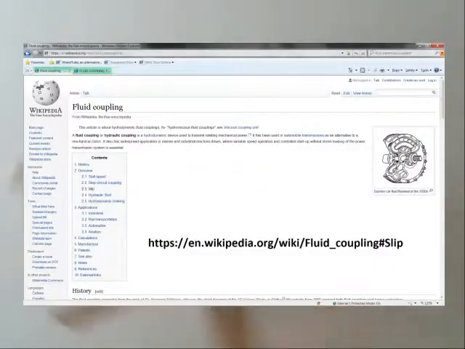Well, this is what I think is happening in a fluid drive. Tesla invented the fluidic transmission system, in which you can have a fluid coupling between your engine and your wheel shaft, your drive wheel.